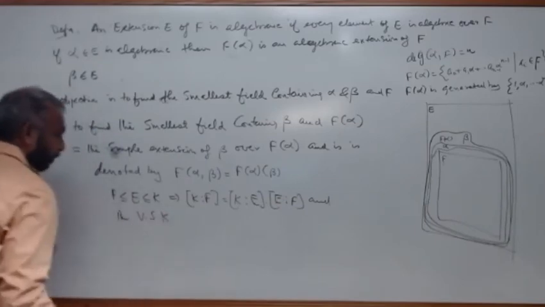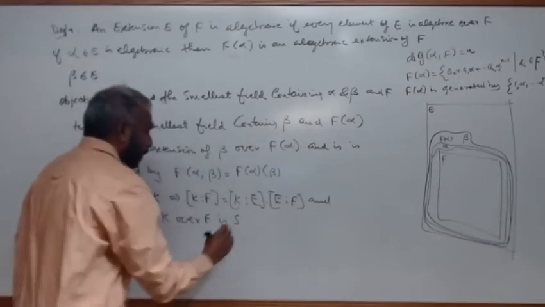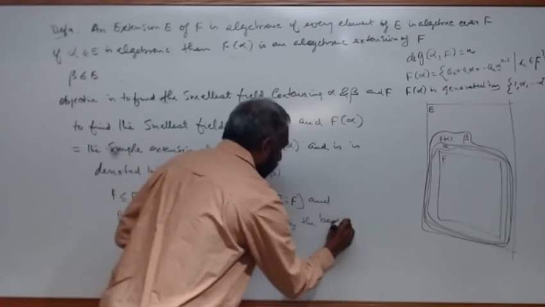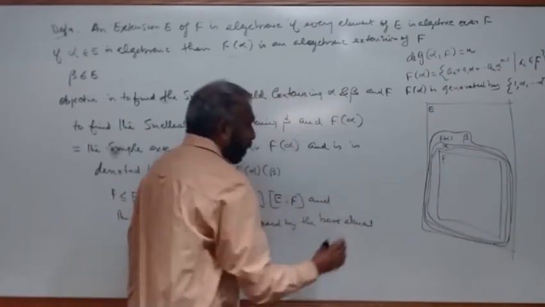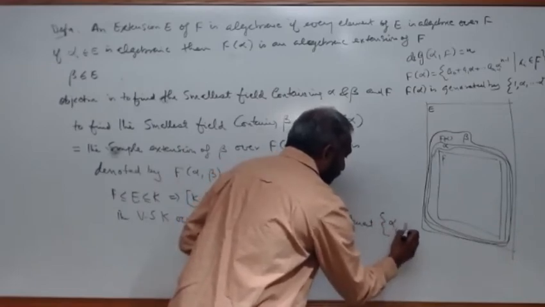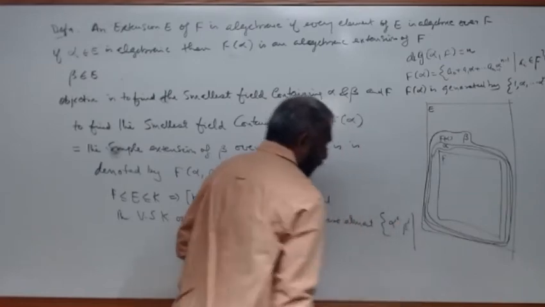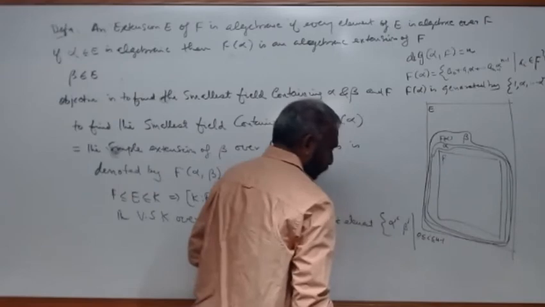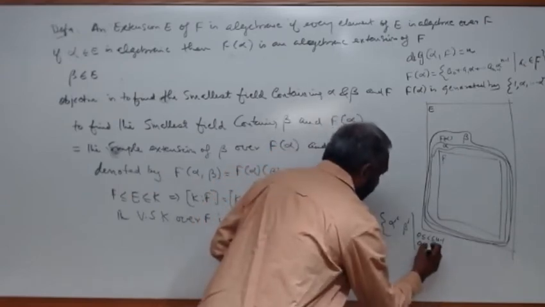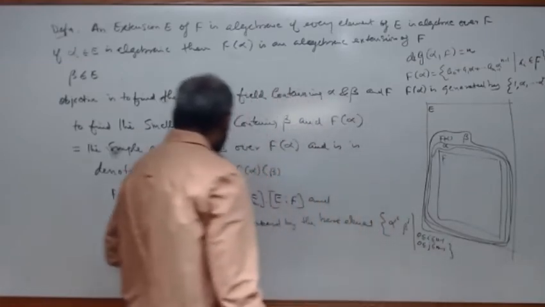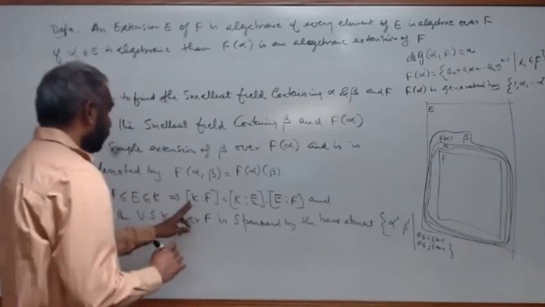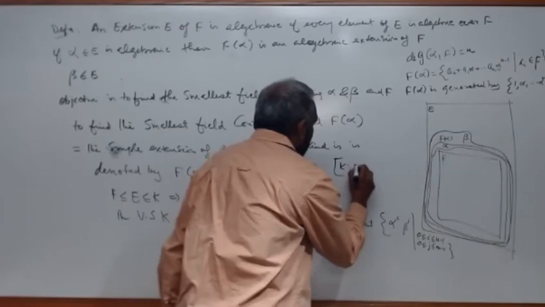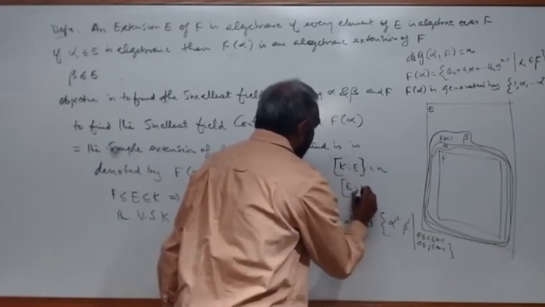The vector space K over F is spanned by the base elements of the form alpha^i beta^j, where 0 ≤ i ≤ n−1 and 0 ≤ j ≤ m−1, where n and m are the degrees of K over E and E over F. That is, [K:E] = n and [E:F] = m.